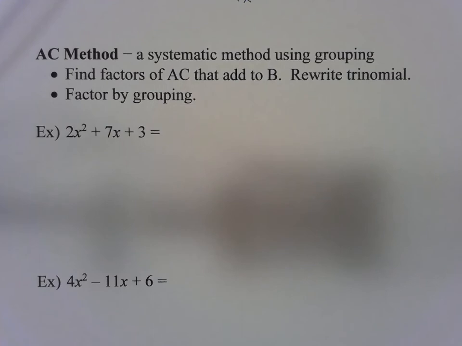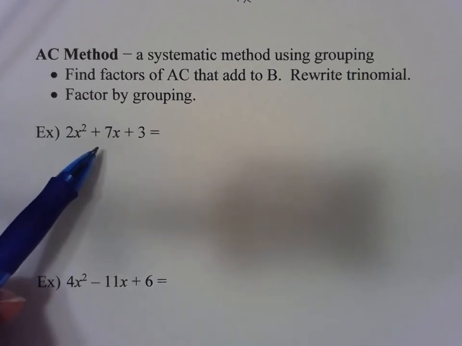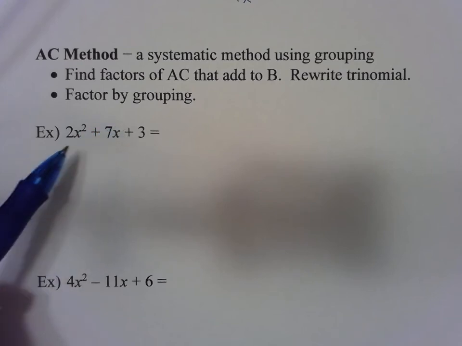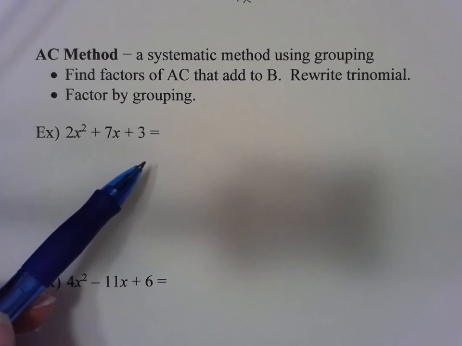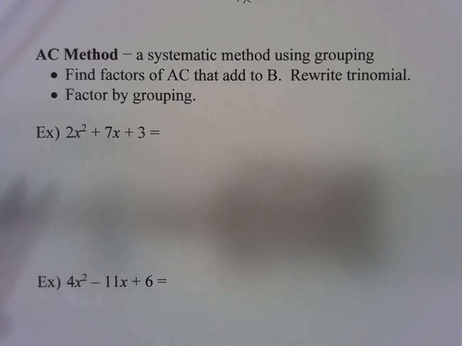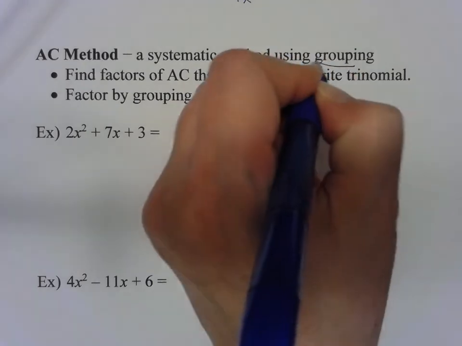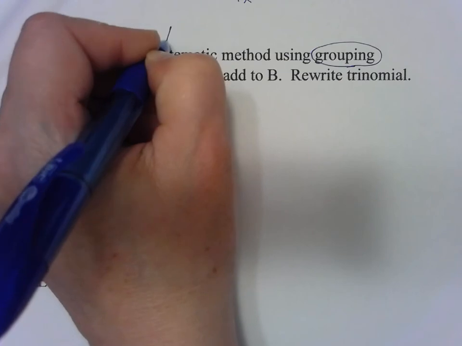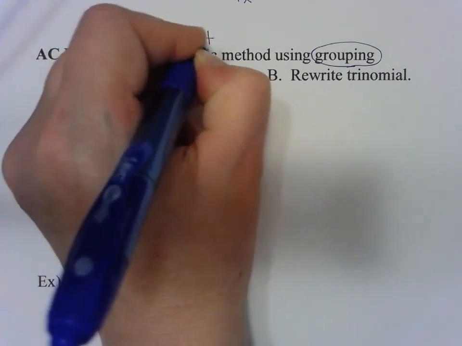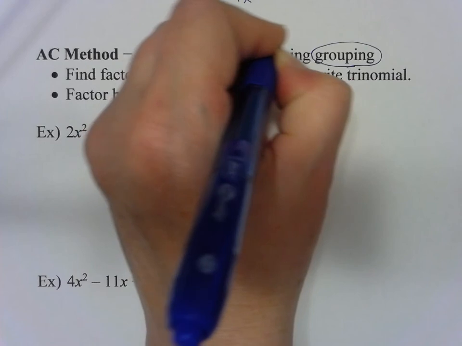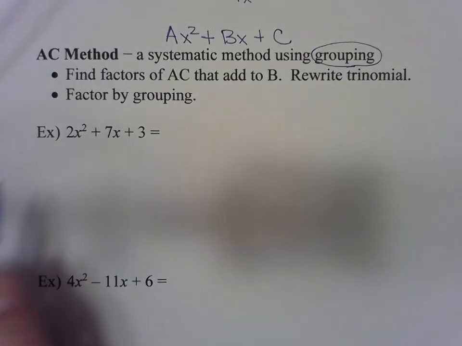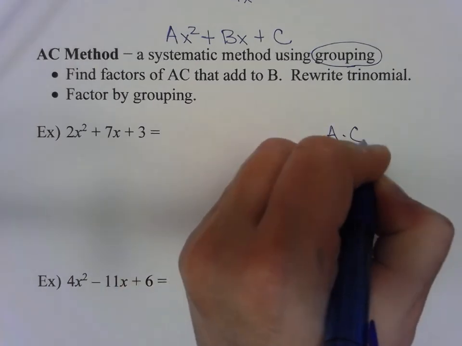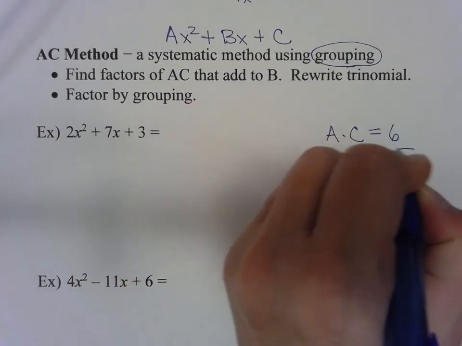So the idea behind the AC method is instead of doing the trial and error, we break up this middle term so that we will then have 4 pieces and we can use factoring by grouping. Okay, so the A and the C come from what we had up here earlier. I'll write it down one more time. Come from this. So the A here is 2, the C would be 3. So A times C is 6.